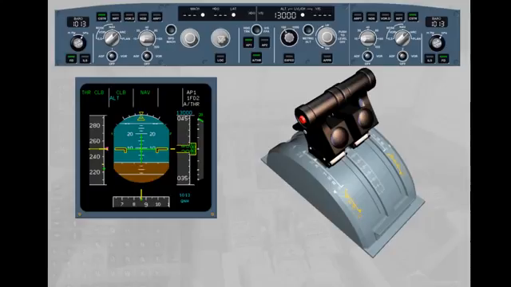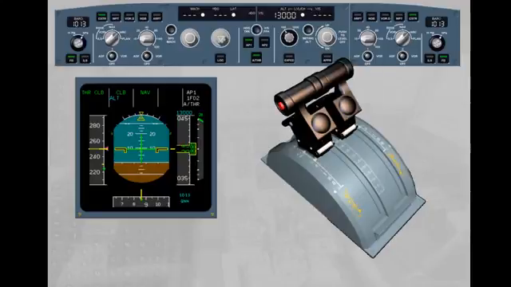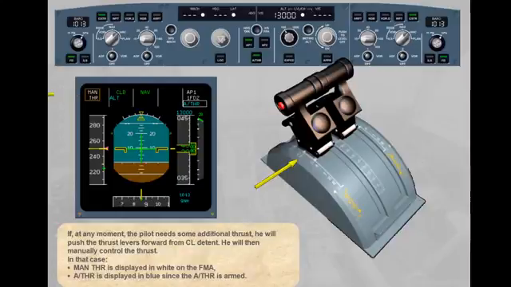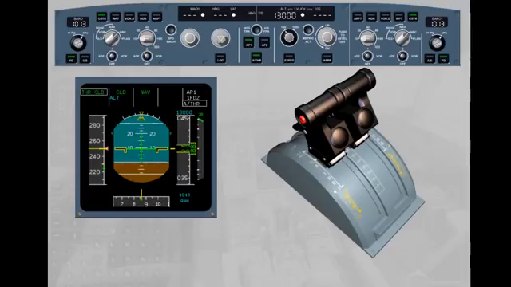If at any moment the pilot needs some additional thrust, he will push the thrust levers forward from climb detent. He will then manually control the thrust. In that case, manual thrust is displayed in white on the FMA. Auto thrust is displayed in blue, since the autothrust is armed. Whenever the pilot brings the thrust levers back into climb detent, the autothrust is automatically back on in the appropriate mode.